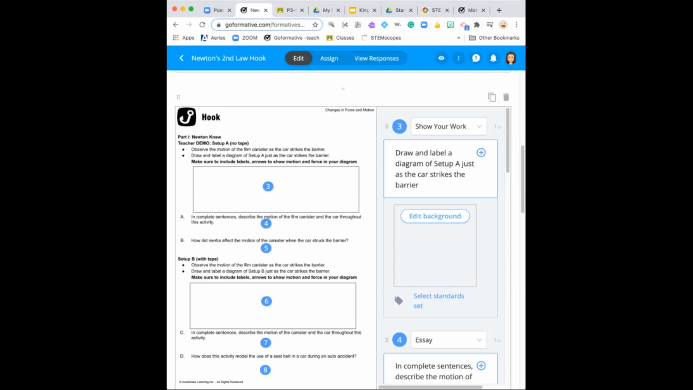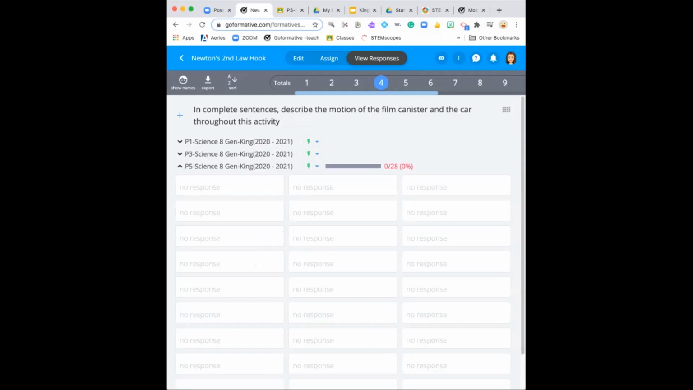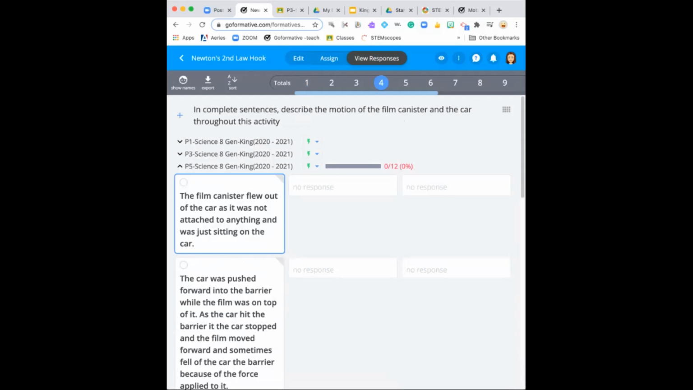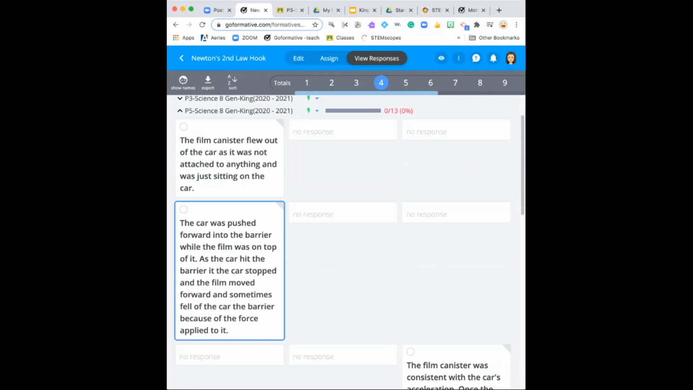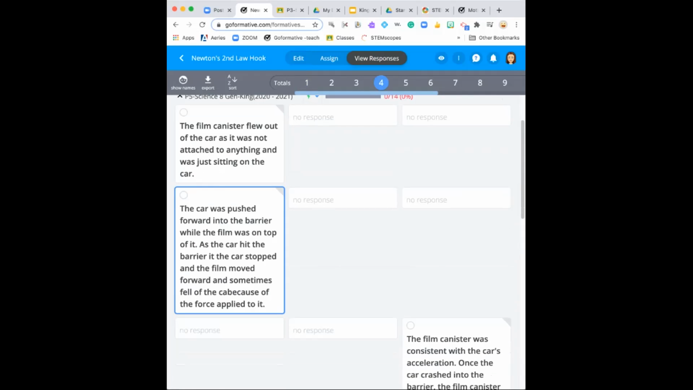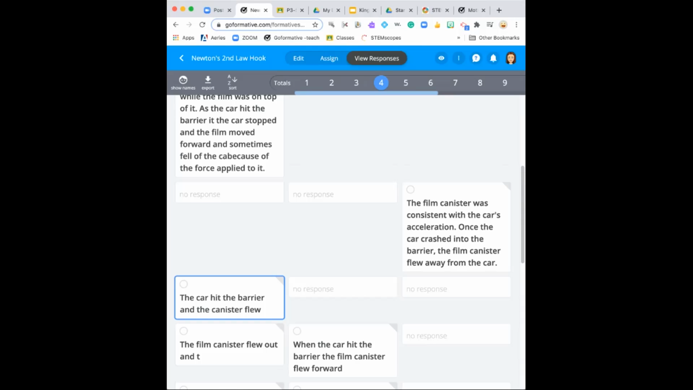Okay, good. So when I'm looking at your number 4s, good, the film canister flew out, the car was pushed forward, the car hit and stopped, and the film canister kept moving forward. Beautiful. So we're on number 4.